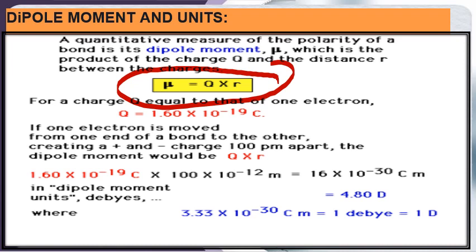Now here the larger unit of the dipole moment is debye. The relationship used here is 3.336 into 10 to the power minus 30 coulomb meters is equal to 1 debye, right? Once again, it is 3.336 into 10 to the power minus 30 coulomb meters, that is equal to 1 debye, right? So by using these two units, we can find out the dipole moment of the substance.